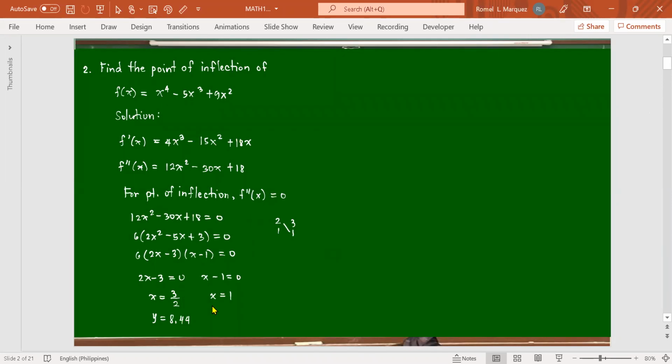What about when x is 1? 1 minus 5 plus 9, that is 5, no? Y is 5. So there are 2 candidates for point of inflection. Okay, children? So how will you know that this is really a point of inflection, guys?